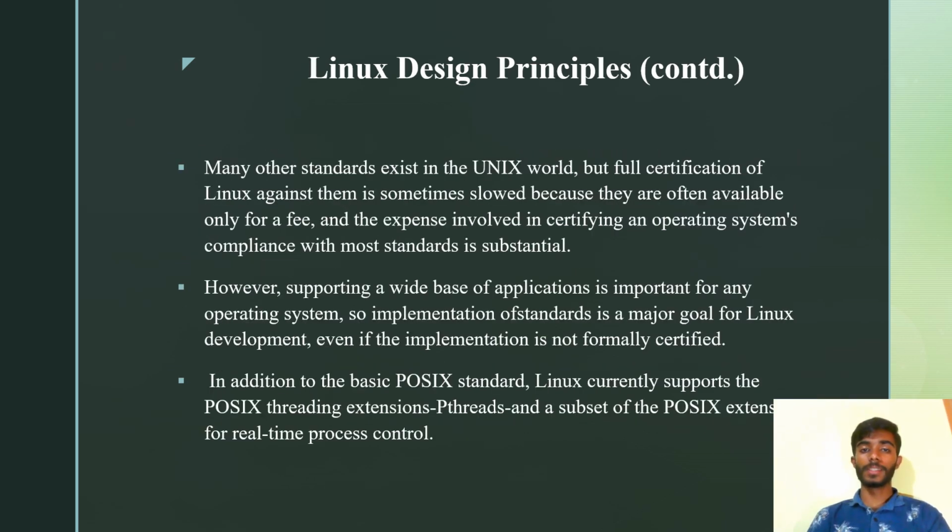Many other standards exist in the Unix world, but full certification of Linux against them is sometimes slowed because they are often available only for a fee, and the expense involved in certifying an operating system's compliance with most standards is substantial. However, supporting a wide base of applications is important for any operating system. So implementation of standards is a major goal for Linux development, even if the implementation is not formally certified. In addition to the basic POSIX standard, Linux currently supports the POSIX threaded extensions, pthreads, and a subset of POSIX extensions for real-time process control.